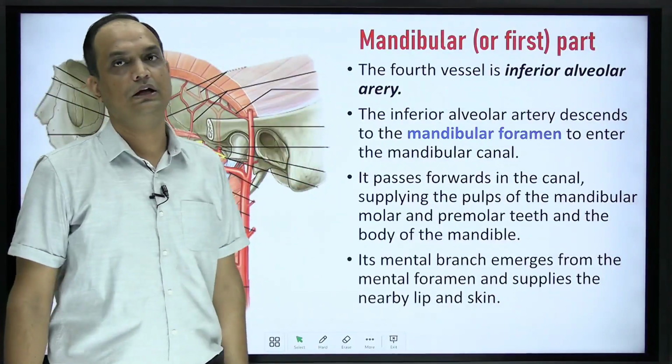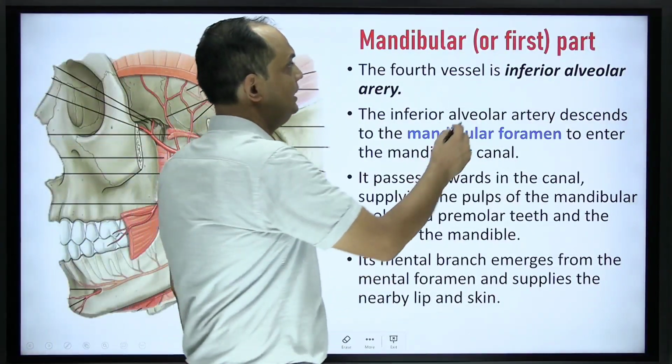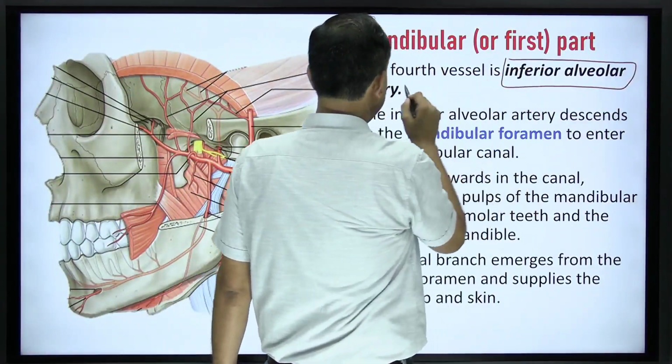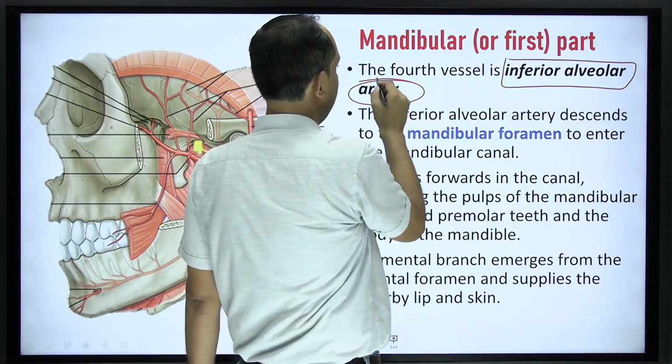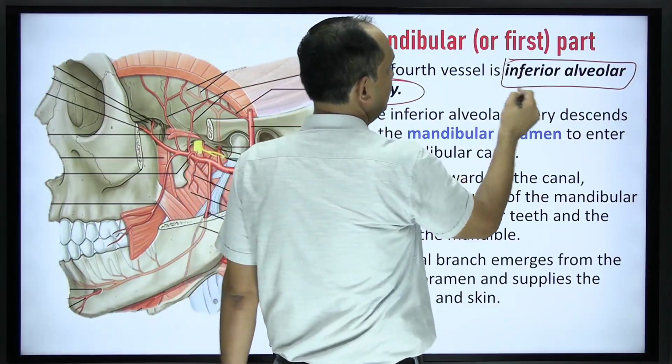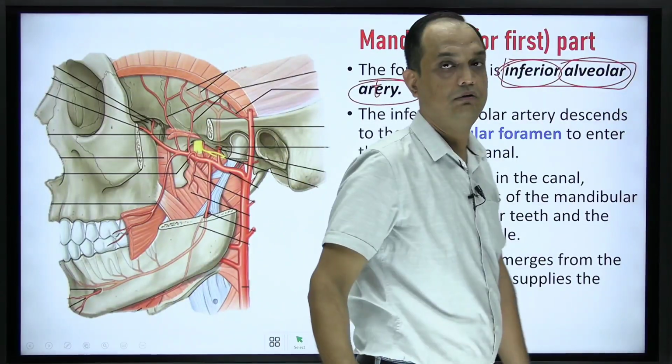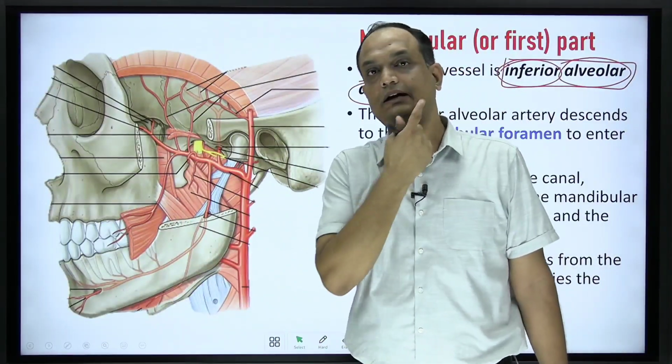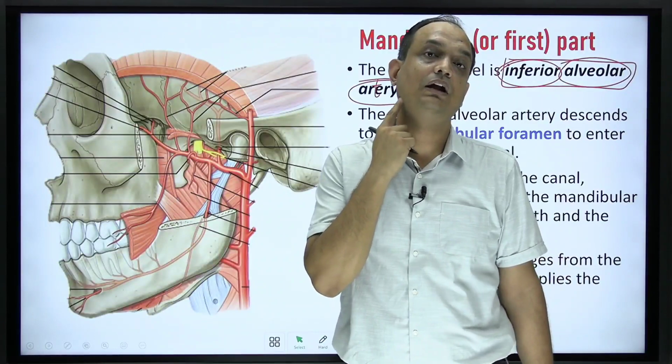Now we will go to the next branch, and that is your inferior alveolar artery. Now as the name suggests, it is going to supply your lower teeth, and that's why it is known as inferior alveolar artery.